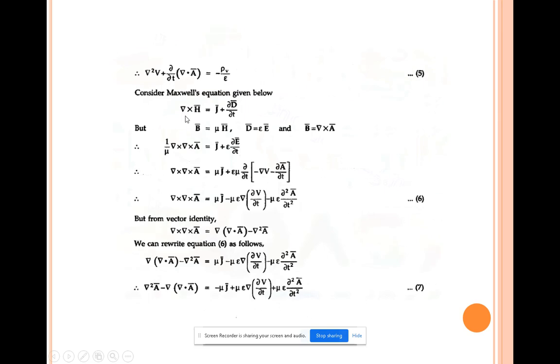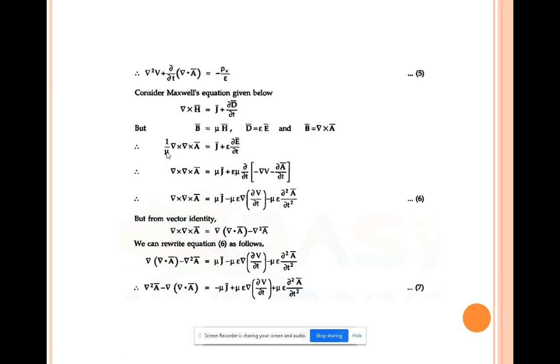One of the Maxwell equations is del cross H vector equal to J vector plus dou D vector by dou t. This is the first Maxwell equation, I think. And then we already know the general equations: B vector equal to mu H, D vector equal to epsilon E vector, and B vector equal to del cross A vector. These are the general equations for the magnetic field and electric field. So B vector is magnetic flux density, H vector is magnetic field intensity, D vector is electric flux density, E vector is electric field intensity, and A vector is the magnetic potential. So already we know the equations.